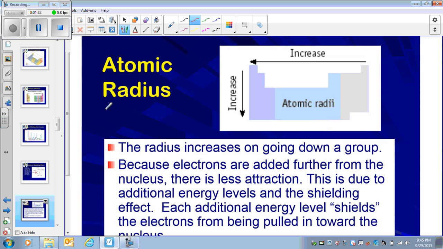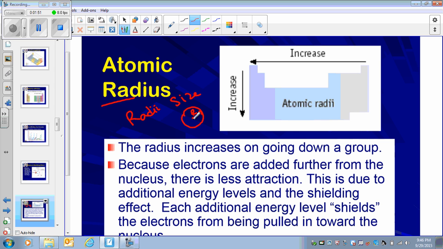Before I mention the trend, we need to understand what is radius. Radii means size. I'm sure you understand the radius of a circle. That is the distance from the center to the outside. This is called radius of a circle.